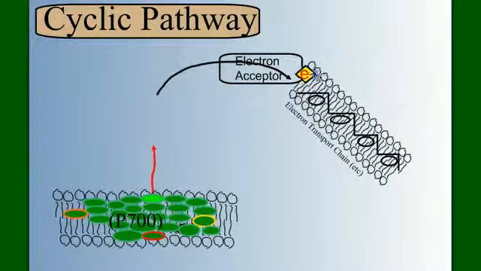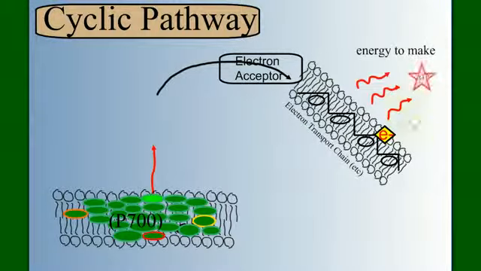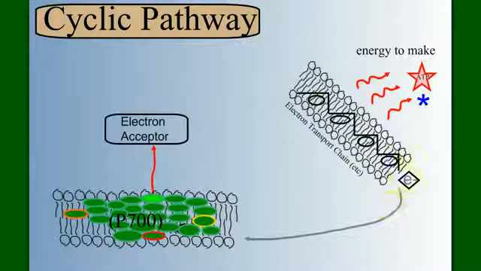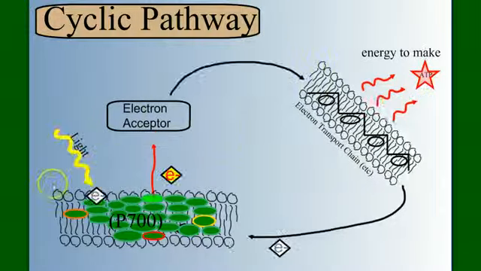The electron will move down the electron transport chain in a series of oxidation reduction reactions, or redox reactions, and as the electron moves down the electron transport chain, energy is given off to make ATP. By the time the electron gets to the end of the electron transport chain, it's no longer a high energy electron. It's going to return to P700. So we can see that it's getting back to where it began, so this is a cyclic pathway.